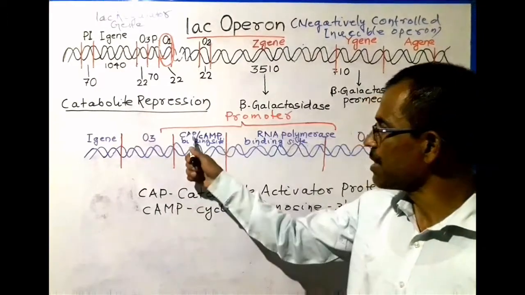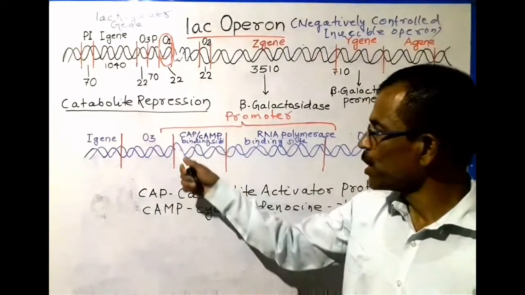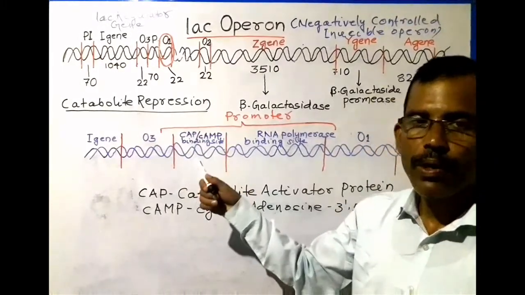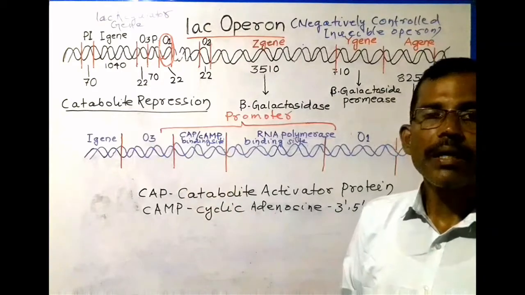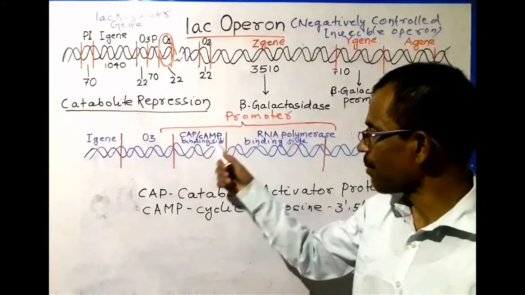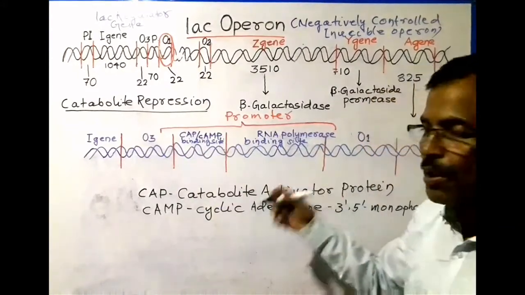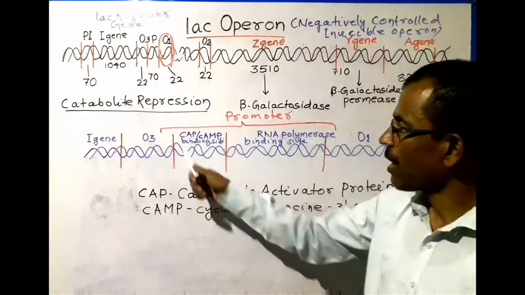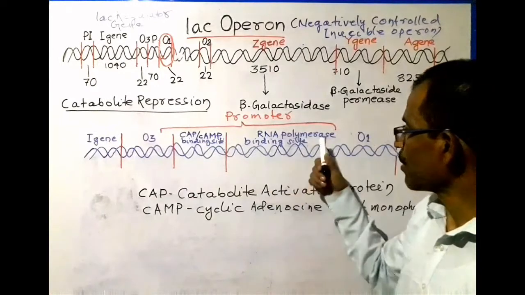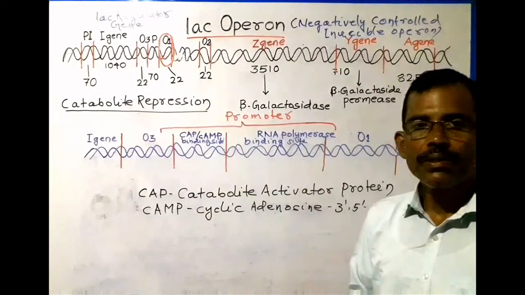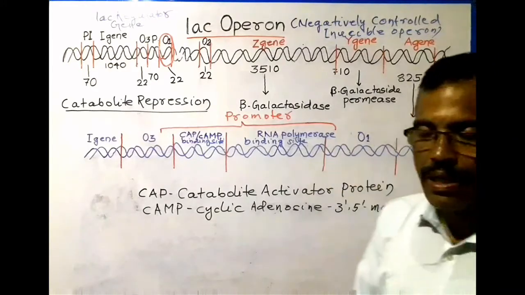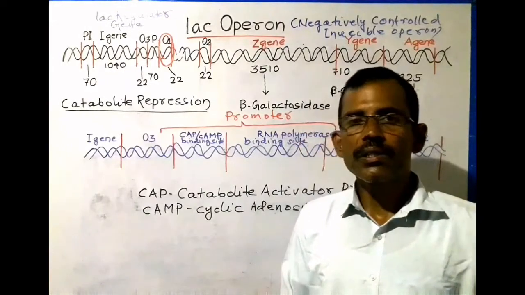So when the CAP-cAMP complex is present at its binding site, then only the LAC operon is normally induced. But in the absence of CAP-cAMP complex at its binding site, this LAC operon cannot be induced because in the absence of CAP-cAMP complex, RNA polymerase cannot bind with this promoter region. So in the absence of RNA polymerase, the structural genes cannot be transcribed. So how is this possible?